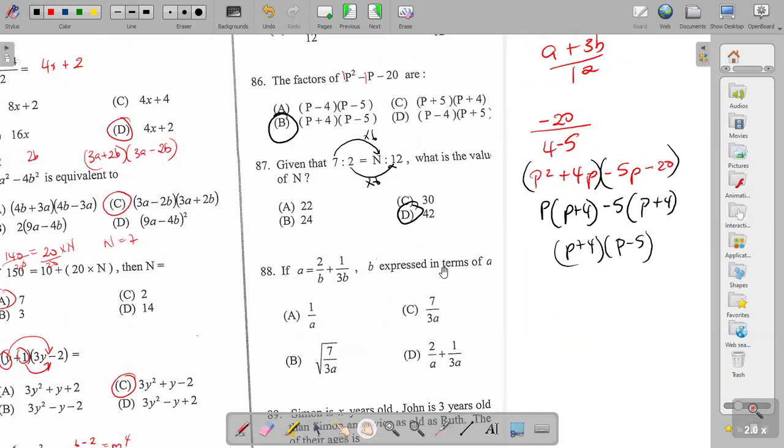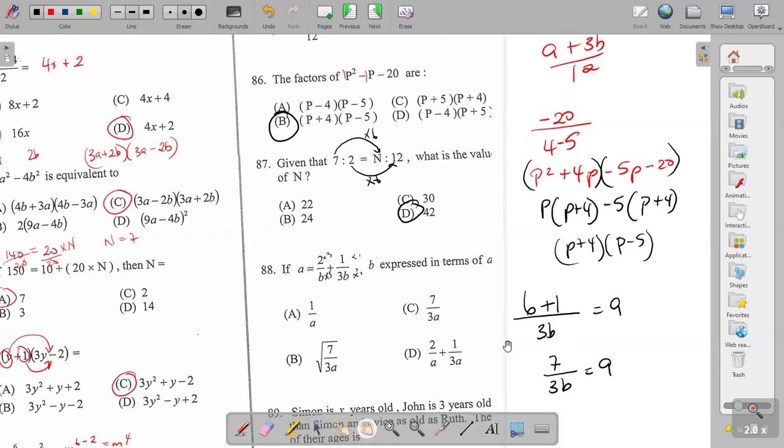All right, express B in terms of A. So that means B is the subject. Once you see this, that means B is the subject. So we got to transpose. We got to get one term with B and then transpose it. So that means the LCM of B and 3B is 3B. So I got to multiply this by 3, multiply this by 3, multiply this by 1, multiply this by 1. 2 times 3, 6. 6 plus 1. And all of this is equal to A. So again, this would be 7 over 3B is equal to A.